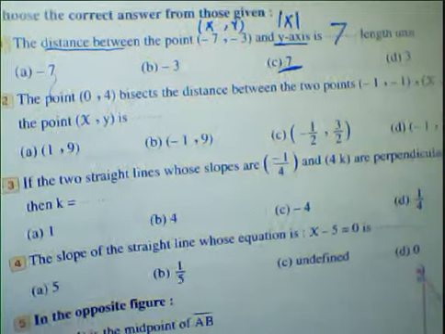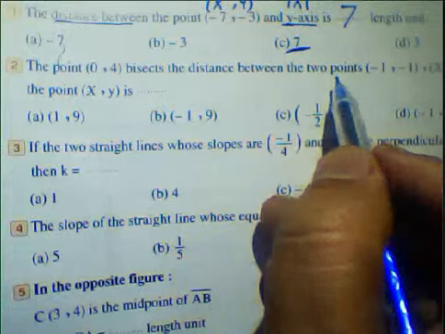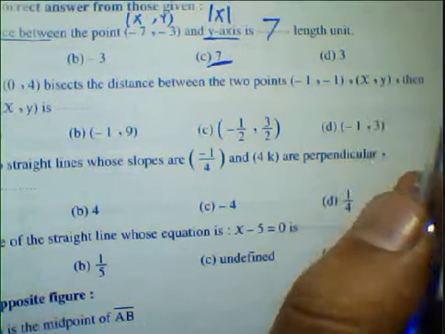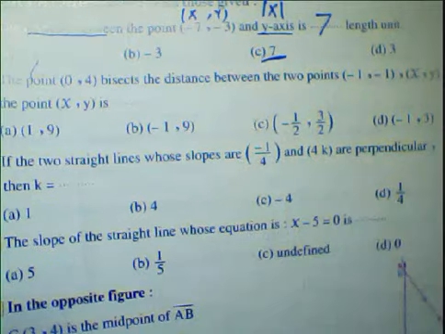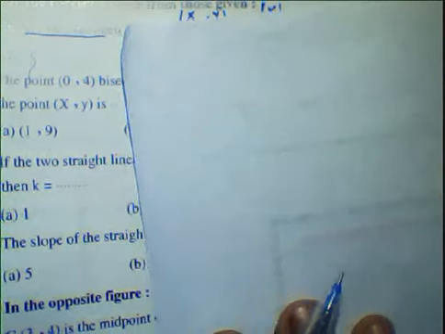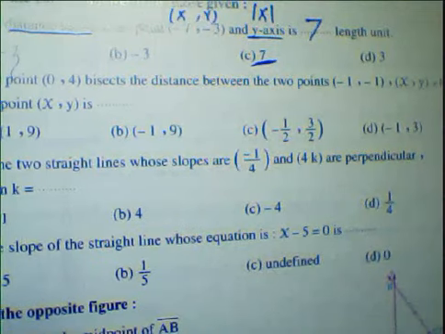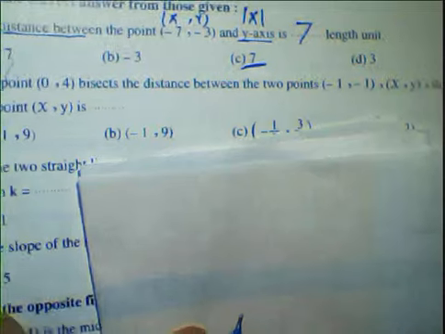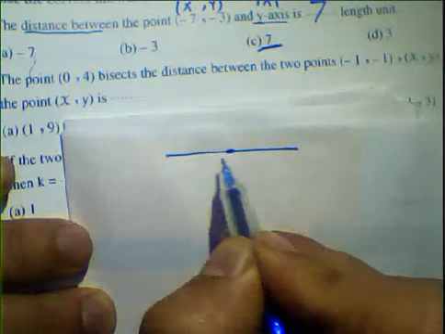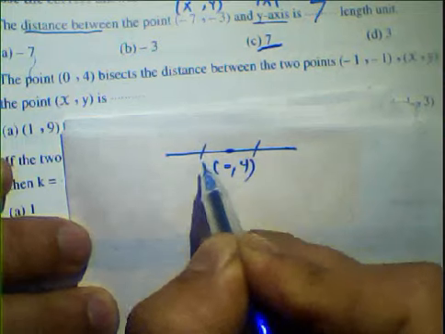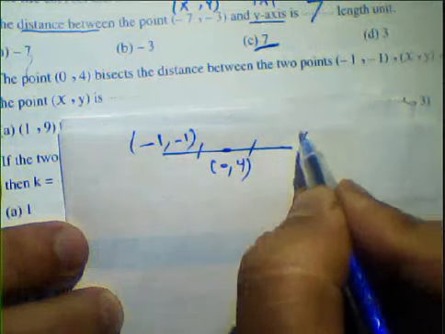It will be the absolute value of -7, which is 7. Question number 2, the point (0, 4) bisects the distance between the two points (-1, -1) and (x, y). Then (x, y) equals what? We can solve it here on your paper. Look with me at the steps. We can draw the line segment here. Here, this point (0, 4) is the bisector between the two points (-1, -1) and (x, y).